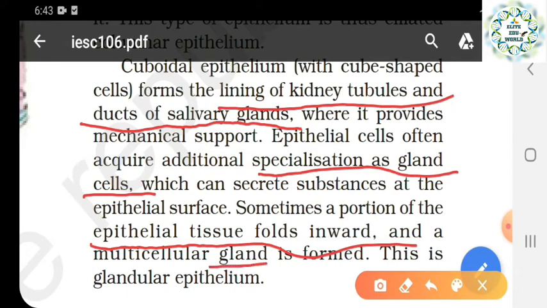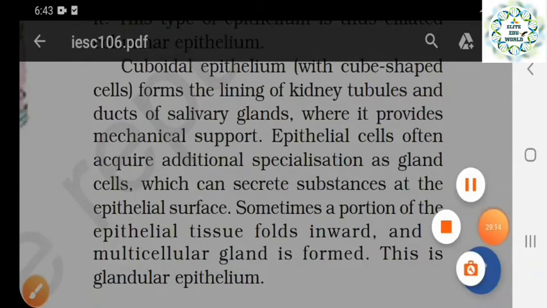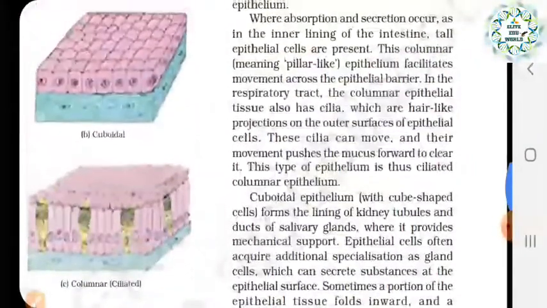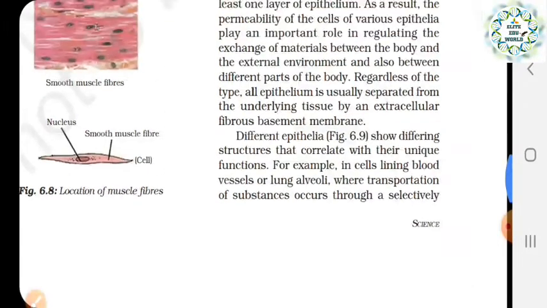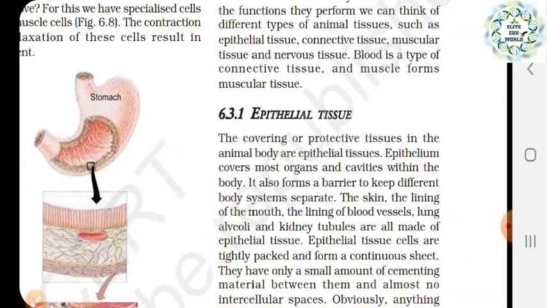There are so many examples and functions of glands. This is the glandular epithelium. When the epithelium folds and makes glands, it is given the name glandular epithelium tissue, because it forms the glands. Up to here we have seen the different examples and structures of epithelium tissue, which is a type of permanent tissue in animals.